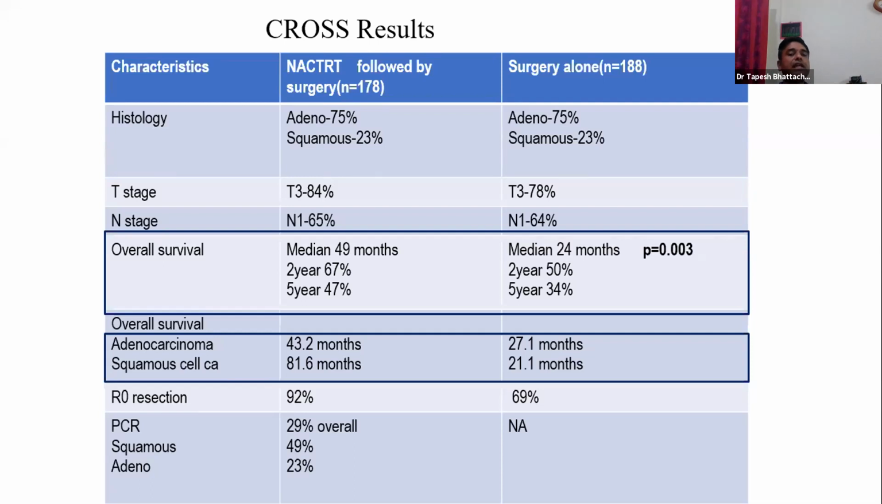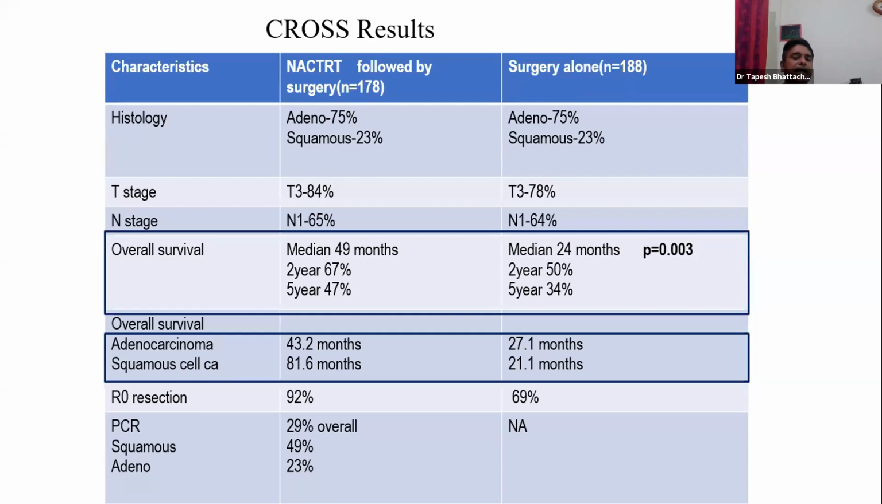What was the overall survival benefit? Already we have seen it was 49 months median versus median 24 months in the surgery alone, and that was statistically significant. If we see according to the histology, in adenocarcinoma, there was 43.2 versus 27, and in squamous, there was a huge gap. It was 81.6 versus 21 months. But in all histologies, it was significant.